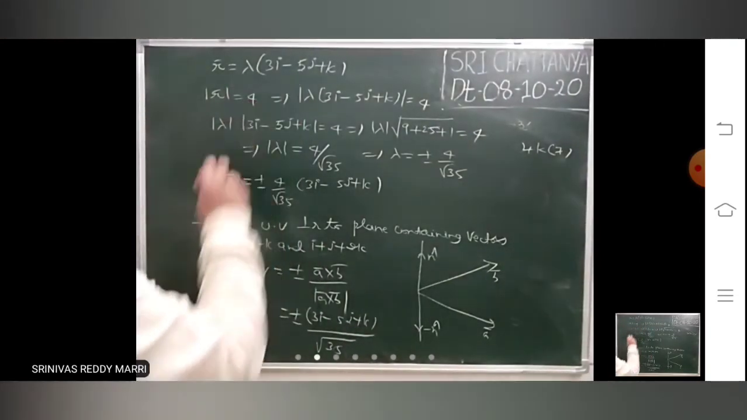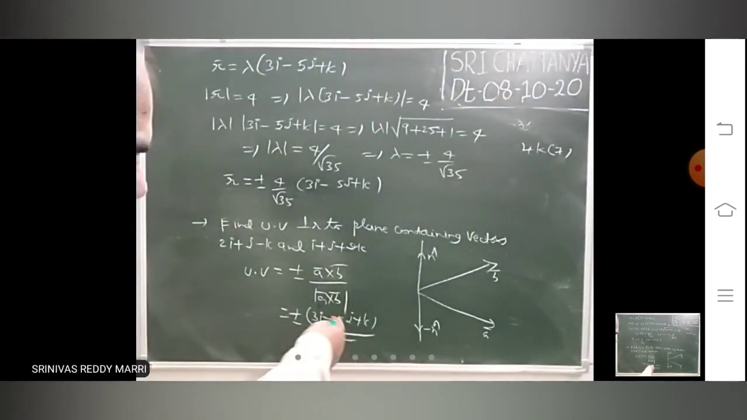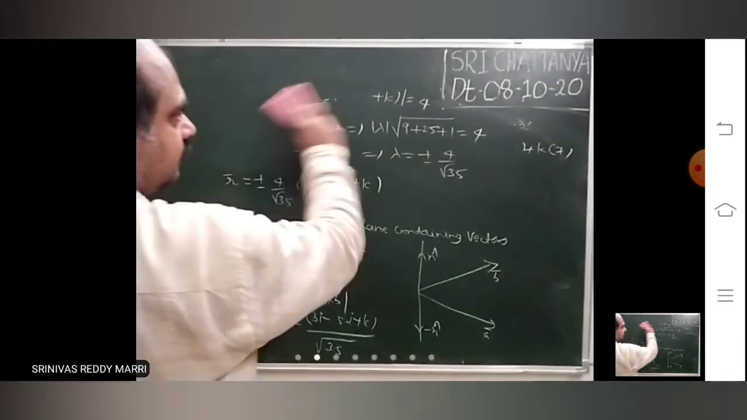A vector means we will take it like this, lambda into A cross B. Unit vector means this way. Look at the next problem.